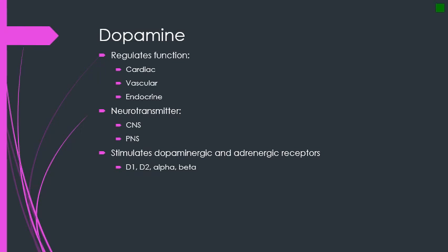But anyhow, your table from your previous slides provides the dosing on dopamine. Make sure that you use that in conjunction with your lecture to help understand it. It does regulate your cardiac, your vascular, and endocrine functions, as you know from your endocrine lectures. It does work on the central as well as the peripheral nervous system for receptor agonism. It does stimulate your dopaminergic and your adrenergic receptors, your D1, your D2, your alpha, and it also stimulates your beta receptors.